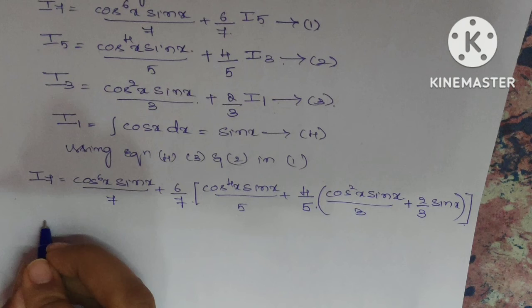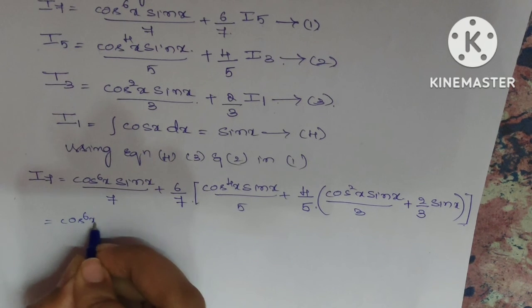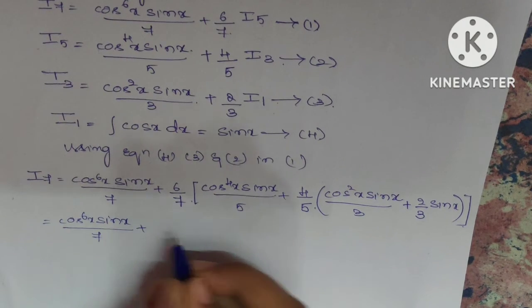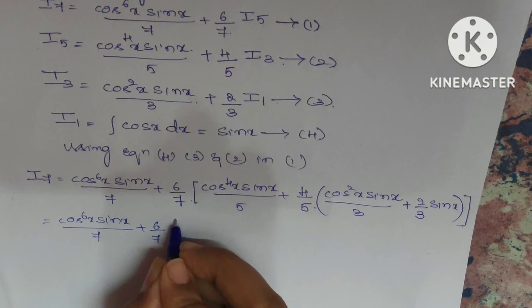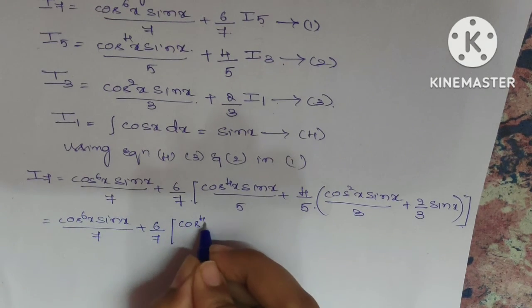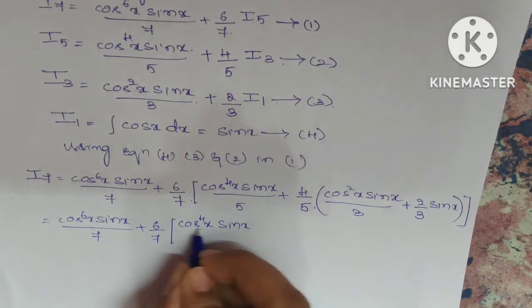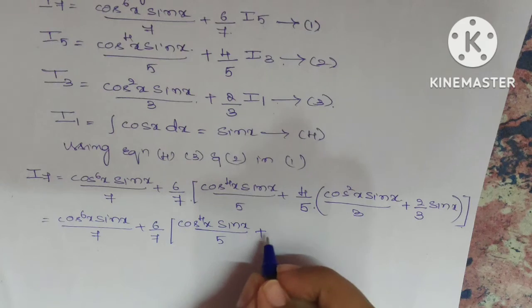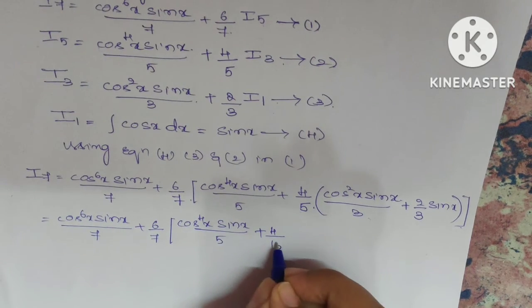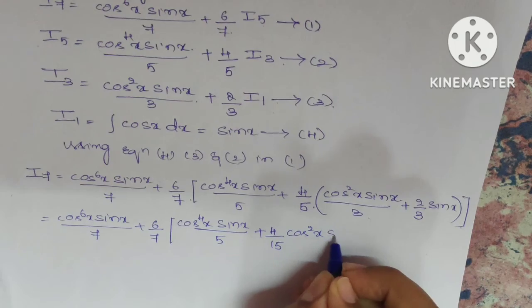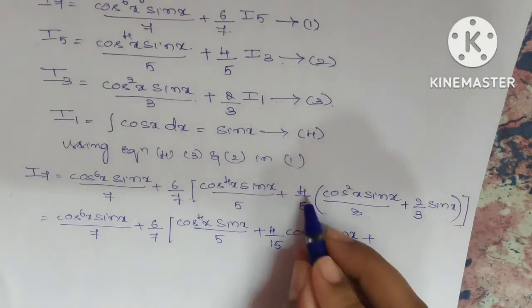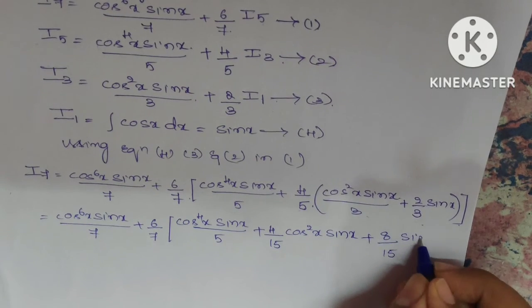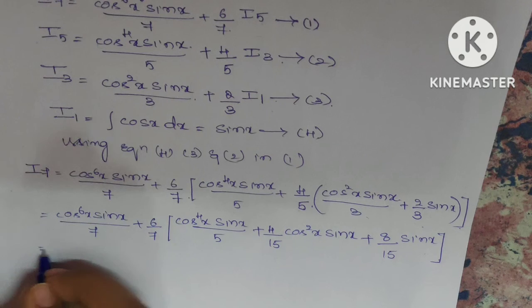Now I will simplify: cos^6 x sin x divided by 7, plus 6/7 times cos^4 x sin x by 5, plus, now I'll multiply this 4/5 inside the bracket. I get 4/(5×3) = 4/15 cos² x sin x, plus (4×2)/(5×3) = 8/15 sin x.